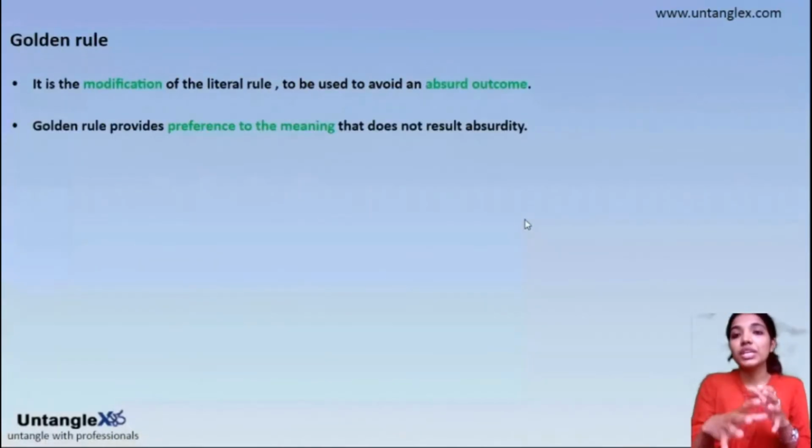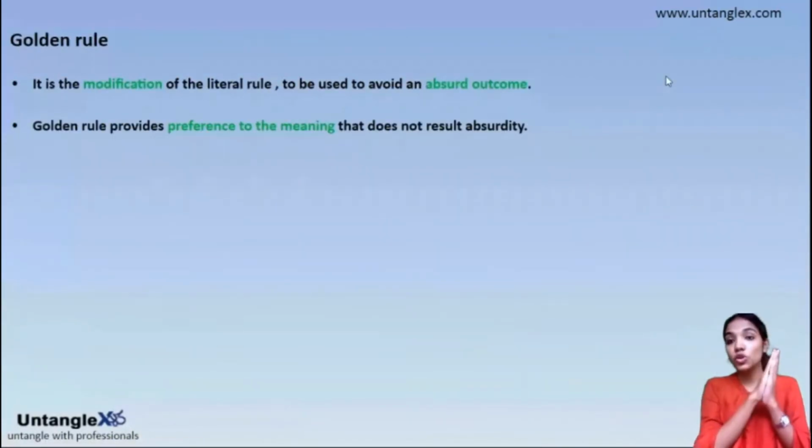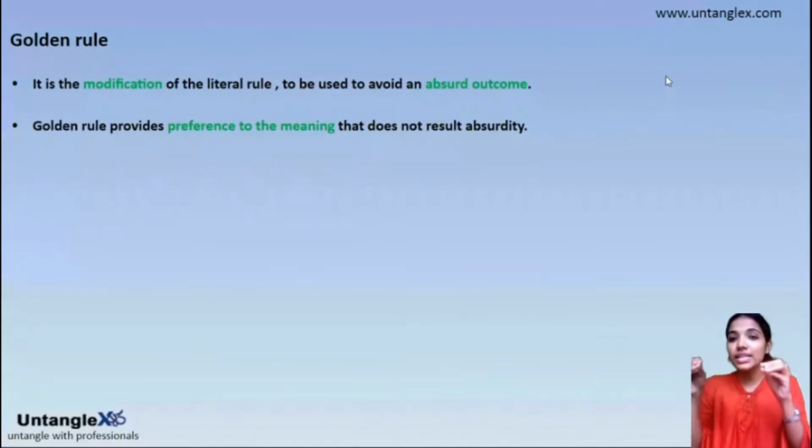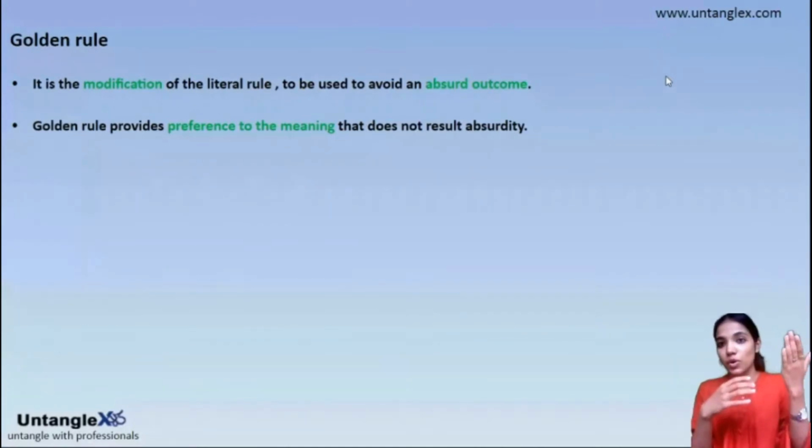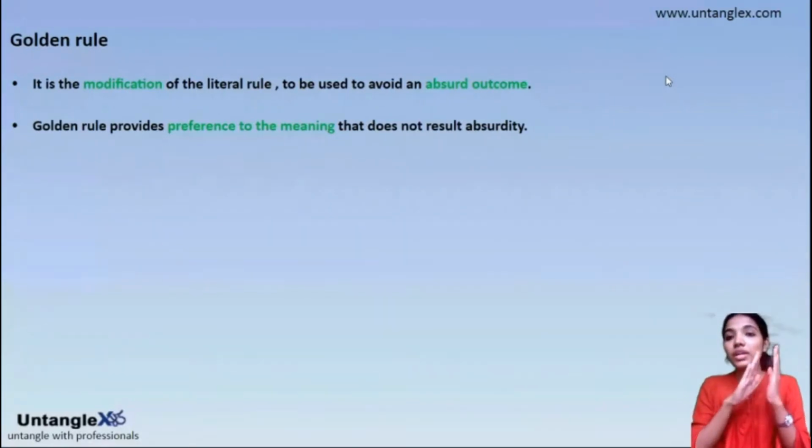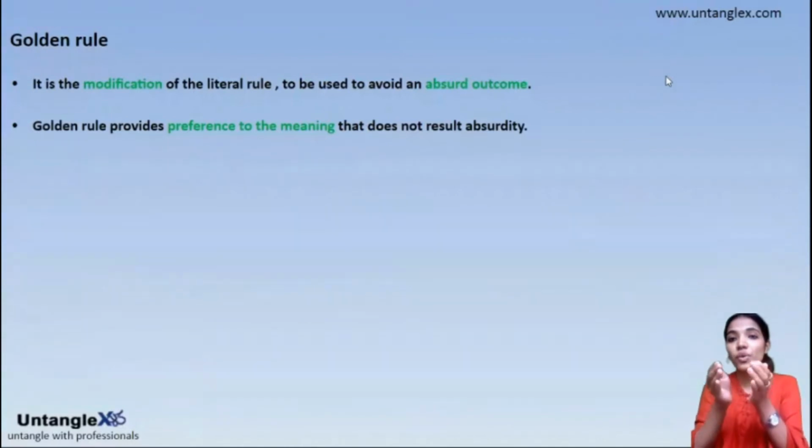Now we will go to the golden rule. So the golden rule is a modification of the literal rule. When we take the literal meaning in the dictionary, the outcome may be foolish or absurd. Okay, for example, the above case. So what the judges do is they apply the golden rule. That means there is a wider meaning for that word. So what is the more purposeful meaning of the word.